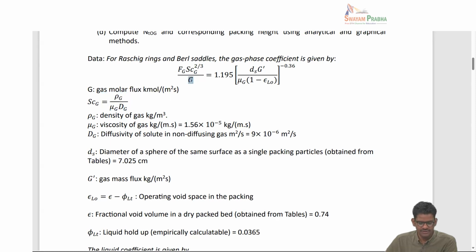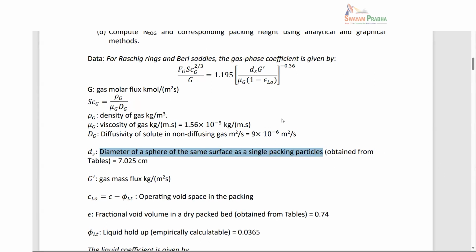And then you have got this G, which is the gas molar flux in the units of kilomole per meter square per second. On the right hand side, you have this parameter ds, which is defined as the diameter of a sphere of the same surface as a single packing material.